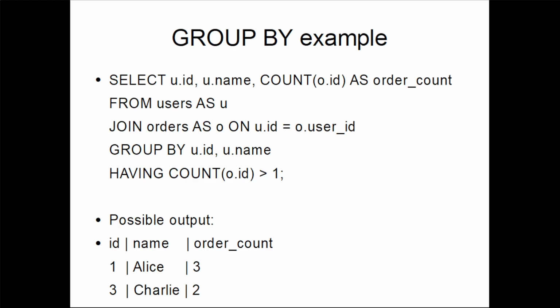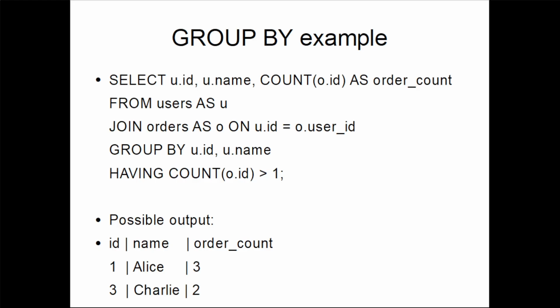The FROM and JOIN clauses combine the users and orders tables, linking users to their orders. The GROUP BY u.id and u.name clause organizes the resulting rows into groups where each group contains all rows for a specific user, identified by u.id and u.name. For each group, the COUNT(o.id) function calculates the number of orders, producing one row per user with their ID, name, and order_count. The result might look like: id, name, order_count; 1, Alice, 3; 3, Charlie, 2. Each row represents a group, summarizing the user's orders.